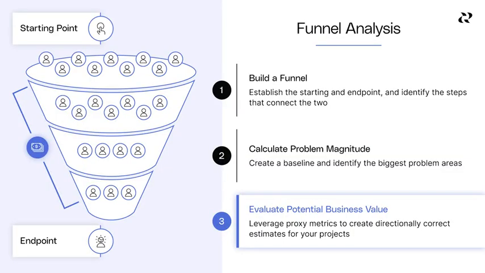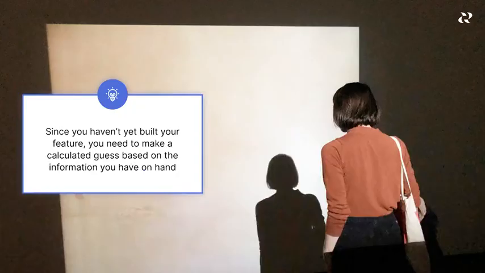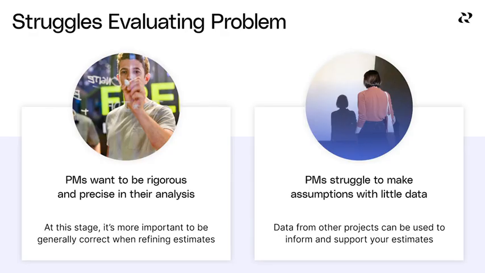Once you've identified the problem area and calculated the magnitude of the problem, you're ready for step 3, evaluating the potential business value. This means estimating how much you can reduce that drop-off with your project work. To evaluate potential business value, you need to determine how much of the problem you can solve with your project. But since you haven't yet built your feature, you need to make a calculated guess based on the information you have on hand. As we mentioned, a lot of new PMs struggle with this step because there's very limited data at the earlier stages of a project, or they might not even be sure about what assumptions they can make.